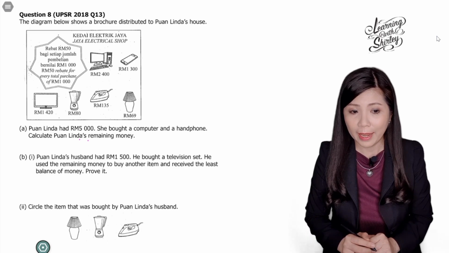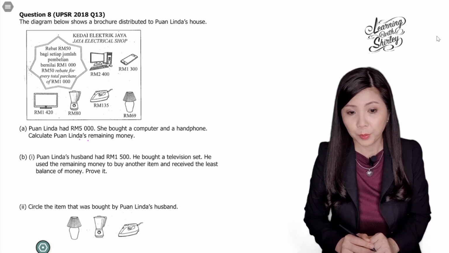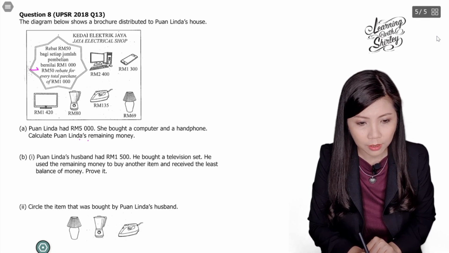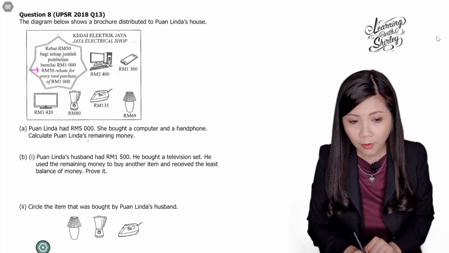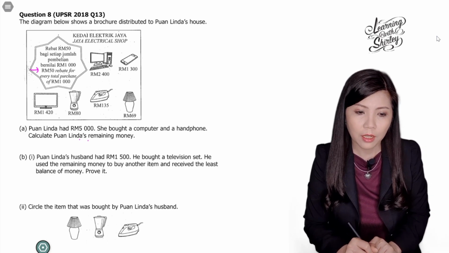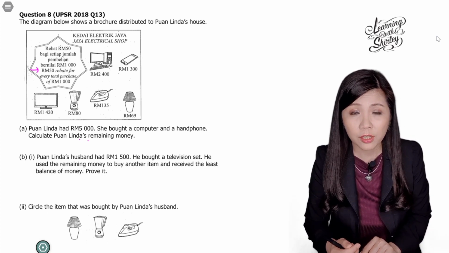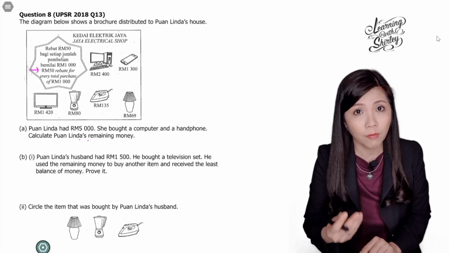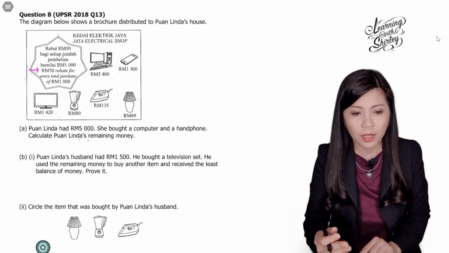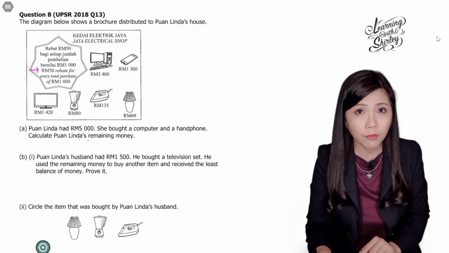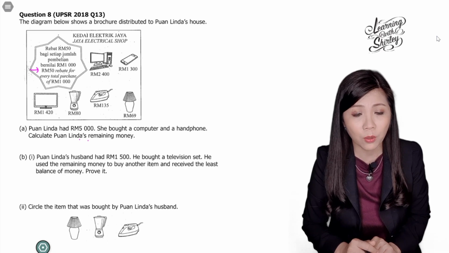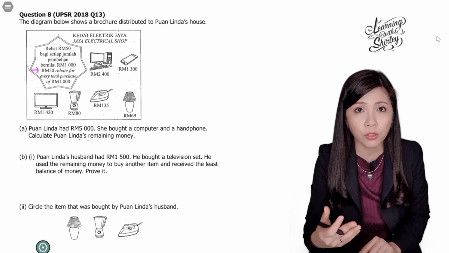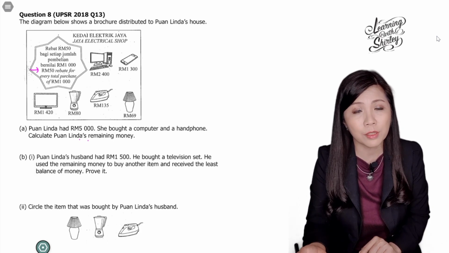Now let's look at question number 8. The diagram below shows a brochure distributed to Puan Linda's house. Let's read this brochure. Starting from here: 50 ringgit rebate for every total purchase of 1,000 ringgit. So rebate is like a discount voucher. For every 1,000 ringgit that you spend, you get a 50 ringgit discount voucher. We call it rebate. So if you buy 2,000 ringgit and above, you get two times rebate, which is 50 times 2, 100 ringgit. If you buy above 3,000, you get 3 times. So it'll be 3 times 50 ringgit.